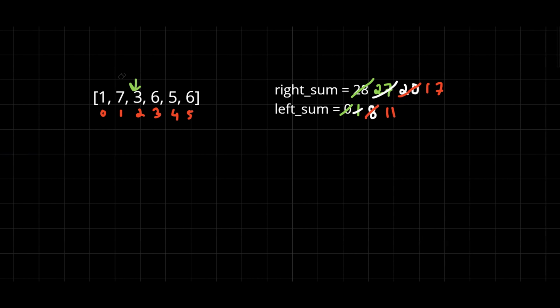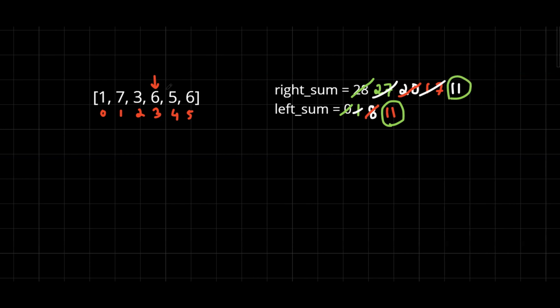Now, we shift our pointer to the next element. Now our pointer is pointing to this element 6. Now for this element 6, we have to subtract 6 from the right sum. So here, if we subtract 6 from 17, the right sum will be 11. And we have to check here whether the left sum and the right sum are equal or not. So here, we see that the left sum value is 11 and the right sum value is 11.